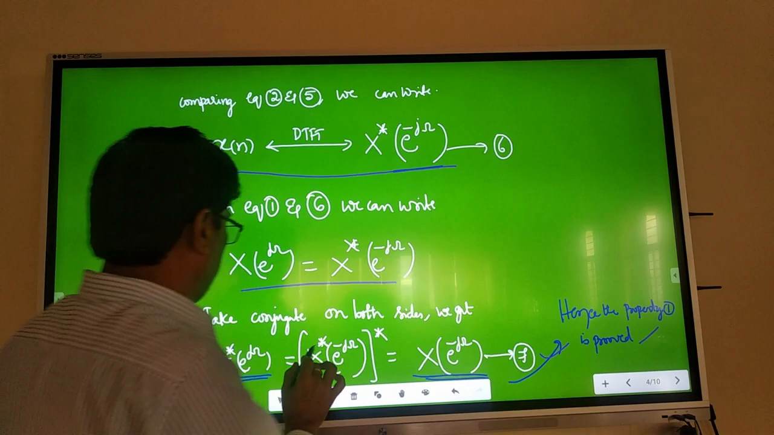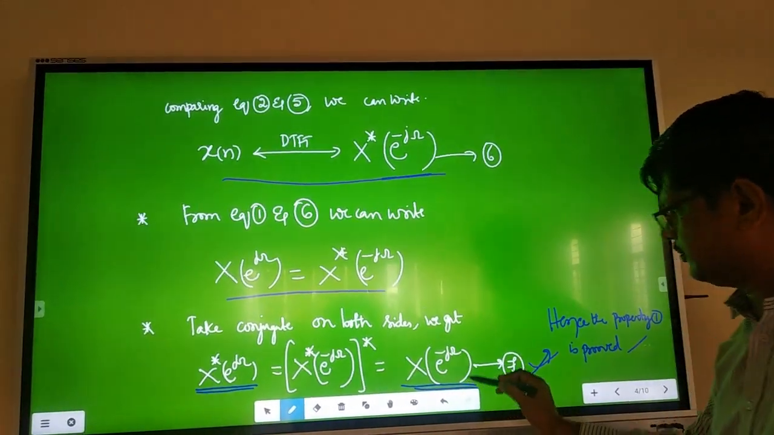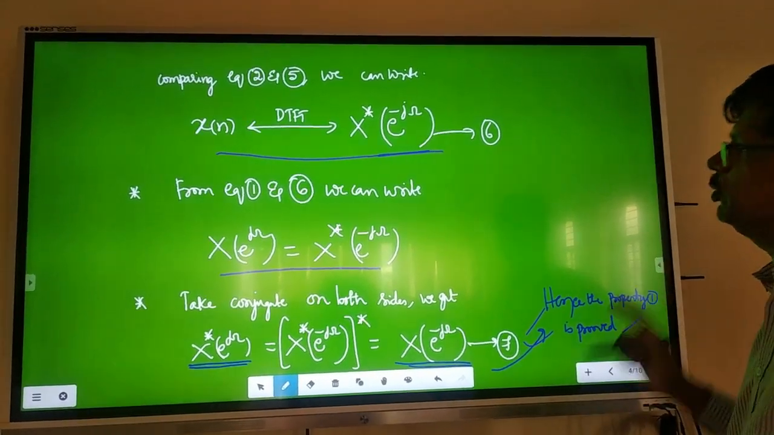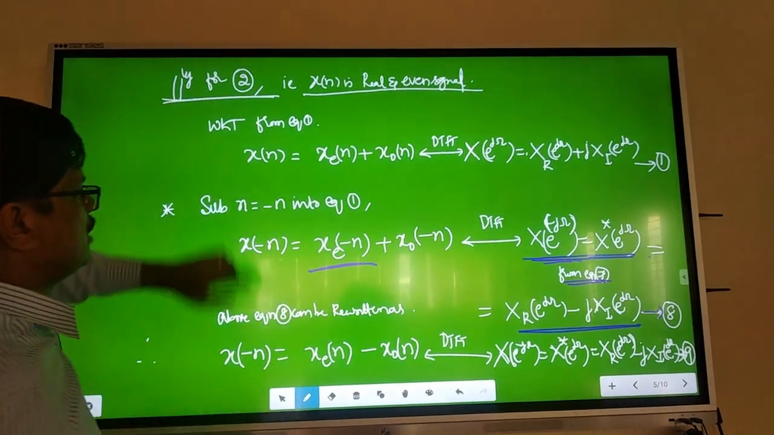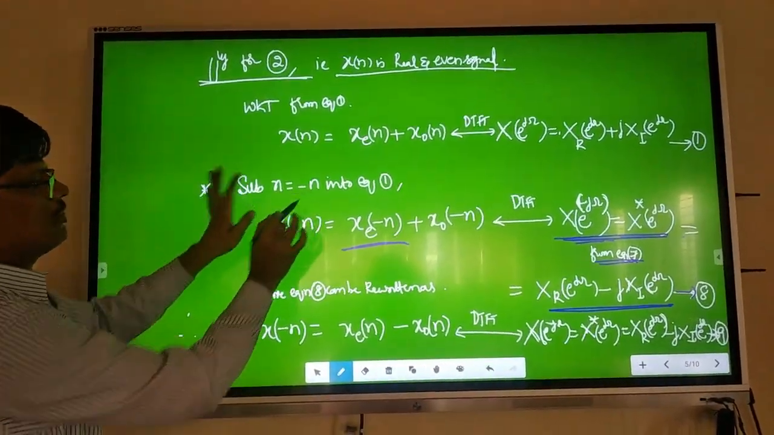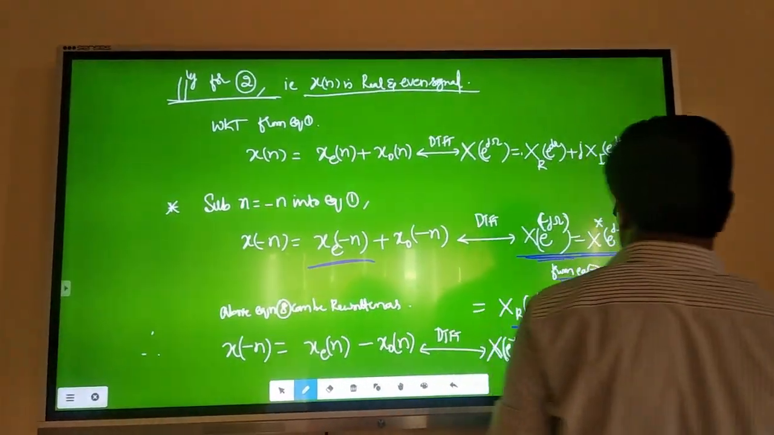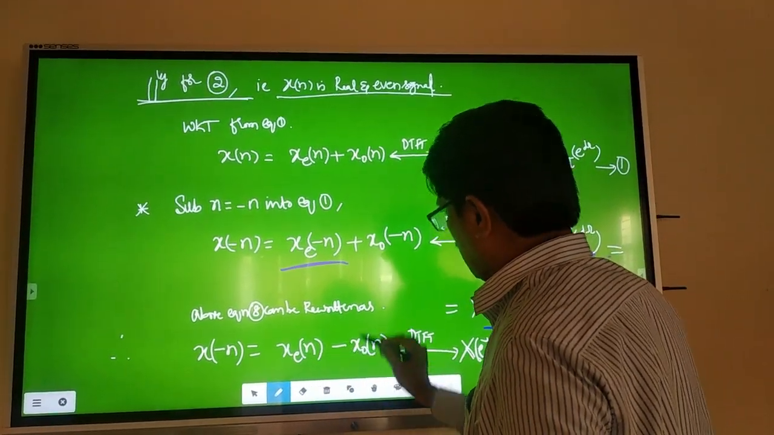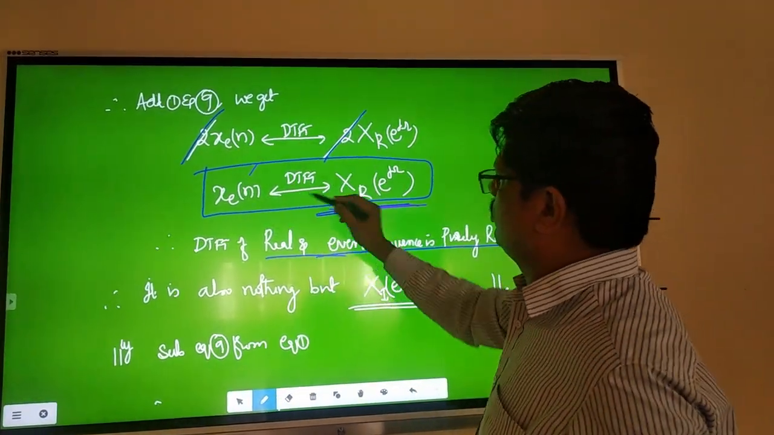Then take the conjugate, and you will get the first one. X star of e power j omega is equal to X of e power minus j omega, since star of star gets cancelled. The first one is true. Similarly, go for the second one. Write the first equation as it is. Substitute n as minus n. Then write this; call this equation number 8. Then solve this according to even and odd. Call this 9. Add 1 and 9.